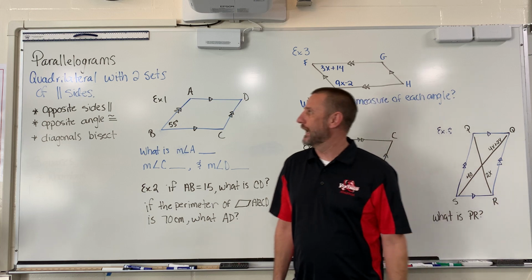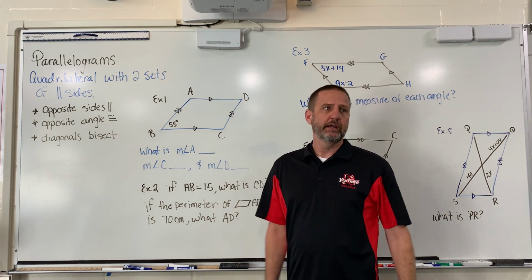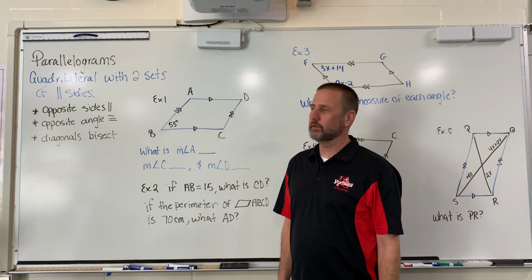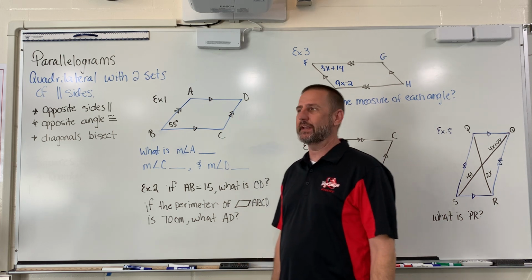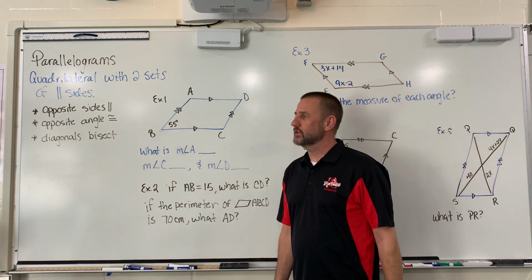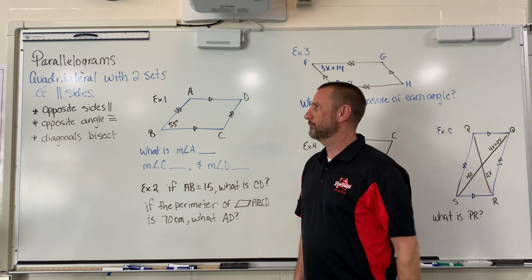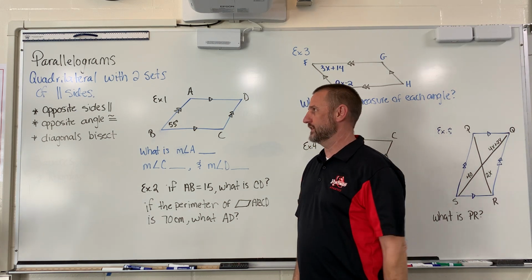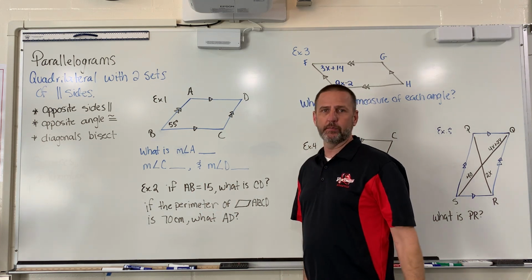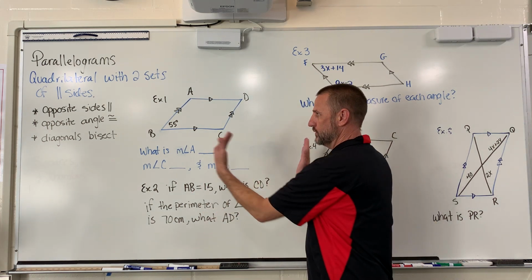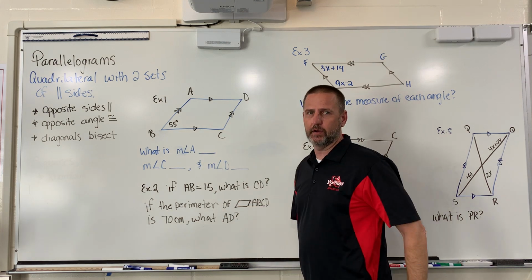Today we're going to be looking at parallelograms. This is a quadrilateral, our whole unit's about quadrilaterals, and this is a quadrilateral that has a definition as a quadrilateral with two sets of parallel sides, meaning the left and the right, the top and the bottom, if you will, are going to be two sets that are parallel and then two sets that are parallel.